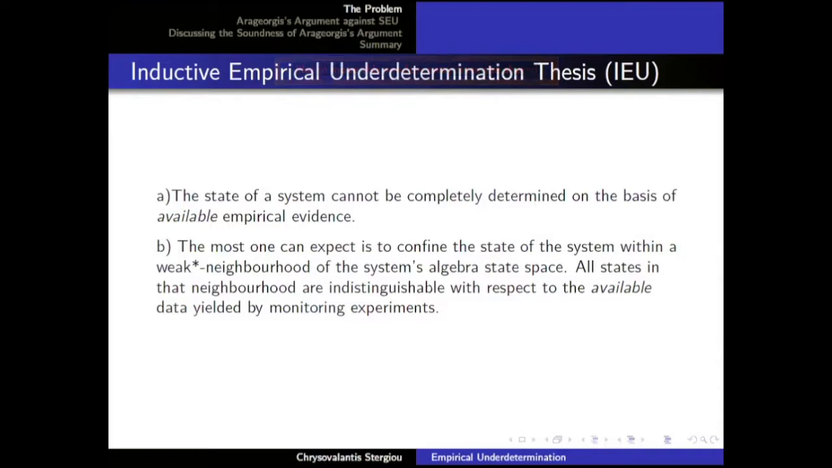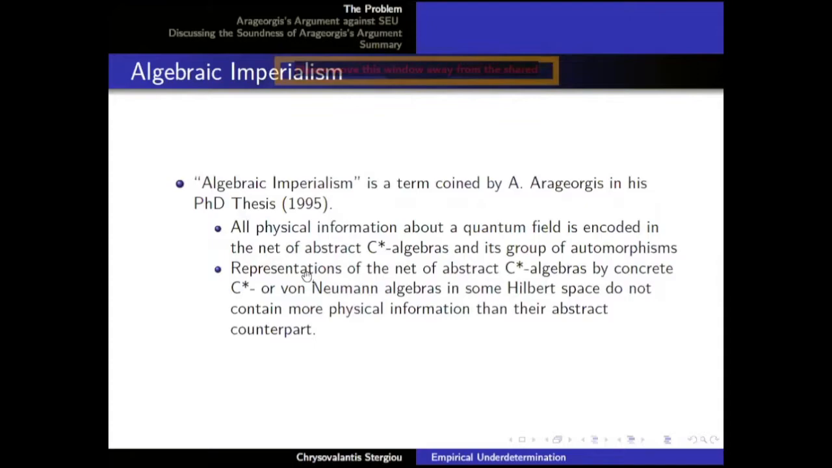But always we have a finite body of evidence when we refer to available evidence. And this inductive underdetermination thesis has been used by physicists who worked in algebraic quantum field theory in order to propose, especially in the early days of algebraic quantum field theory, what Aristidis Arageorgis has dubbed algebraic imperialism.